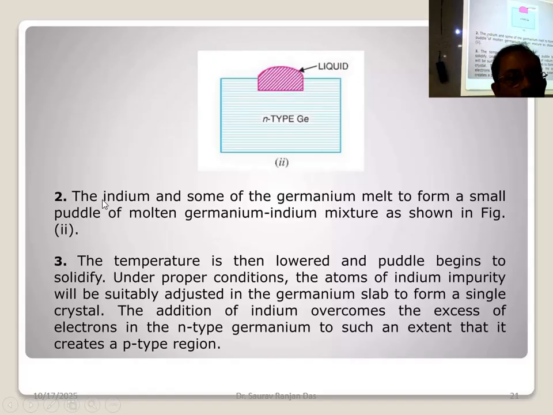See the point number 2. The indium and some of the germanium melt and mix. Then point number 3, it is frozen, and this diode is ready.